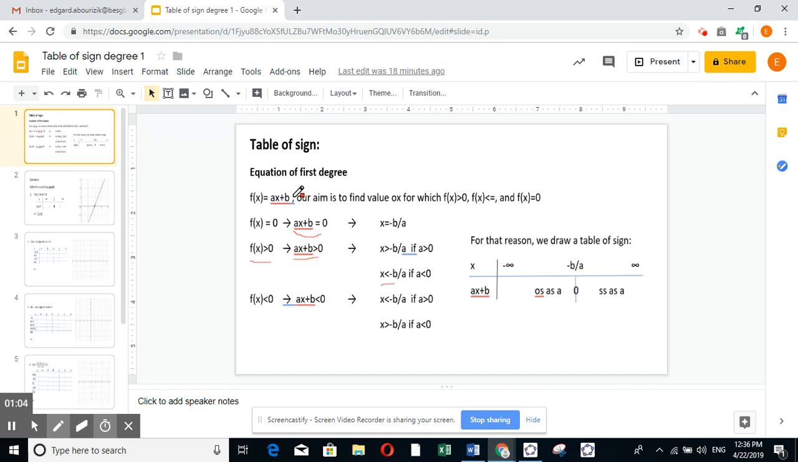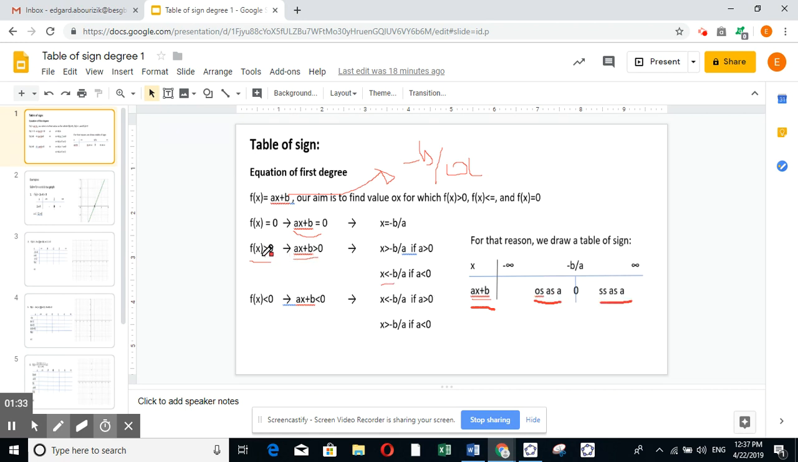First of all, what's the table of sign? We take the roots. If we equate it to zero as we said, it's minus b over a. So here we have minus b over a. We make the table of x starting from minus infinity and ending at plus infinity. We look at the coefficient of x. If the coefficient of x is positive, we say opposite sign of a, then same sign of a. Why?